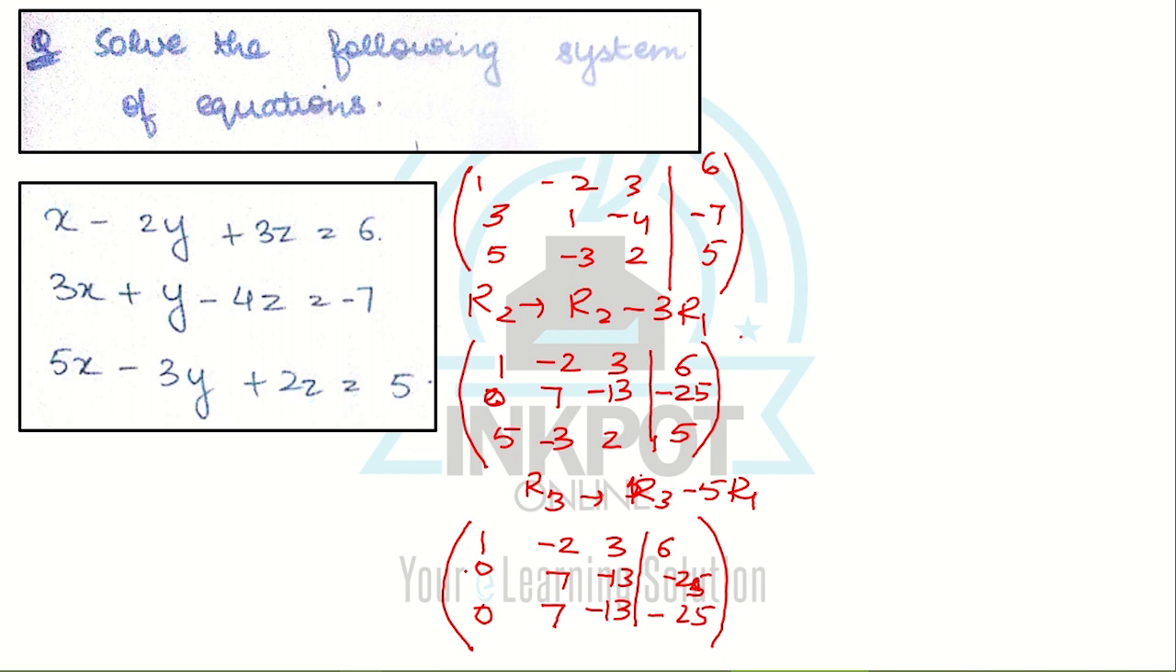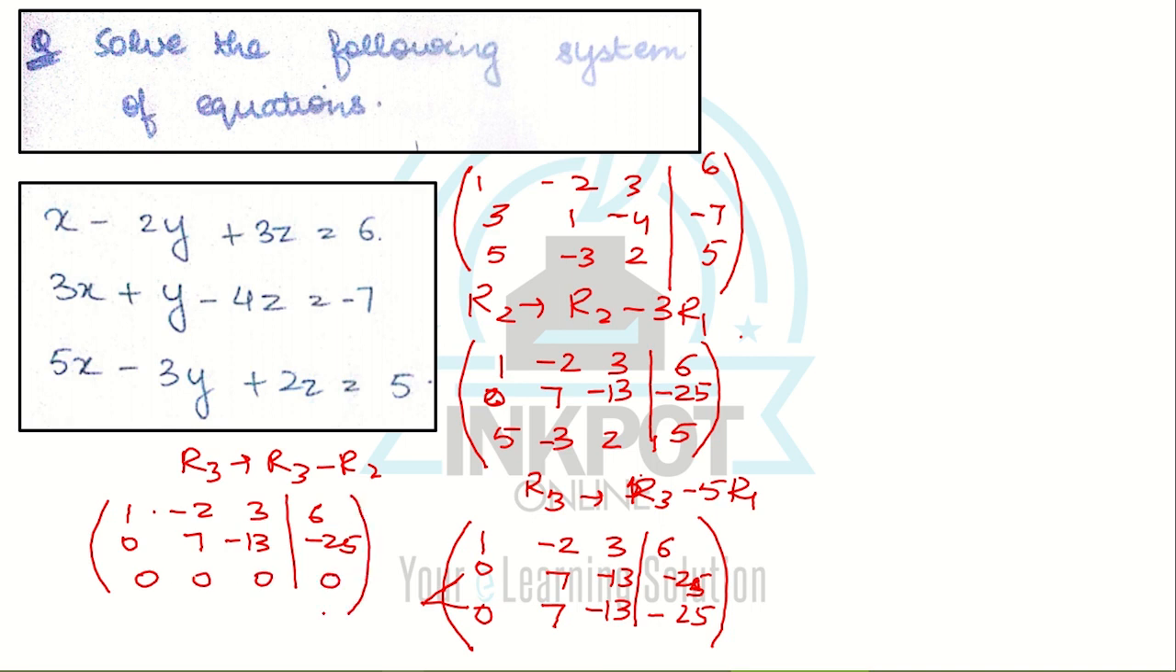Now, because these two rows have ended up being the same, if you just do a simple R3 goes to R3 minus R2, then you can write it out as 1, minus 2, 3, 6; 0, 7, minus 13, minus 25; and 0, 0, 0, 0. Now the next step in the Gaussian method is just to open the system of equations out. So you would have x minus 2y plus 3z is equal to 6, 7y minus 13z is equal to minus 25, and 0 equals 0.